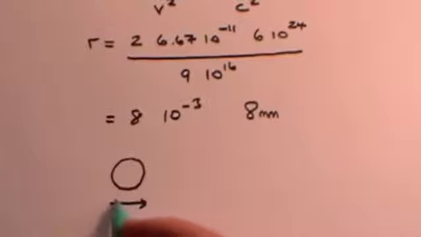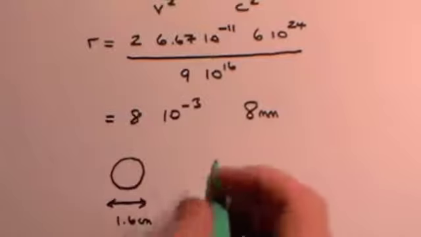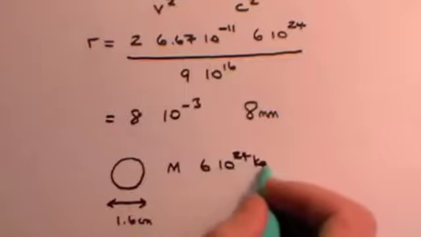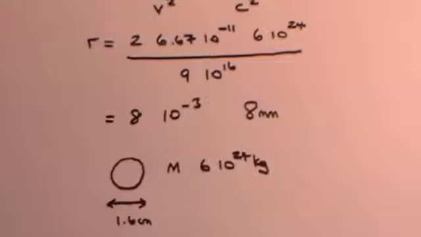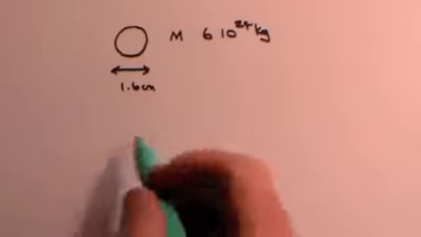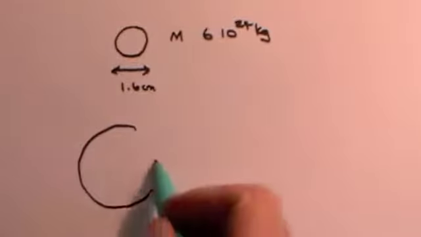Now I want to ask the question, if you could indeed squash the Earth down to a marble whose diameter is 1.6 centimeters, but whose mass is 6 times 10 to the 24 kilograms, in other words, the full mass of the Earth is contained within this marble, would it stay that size? Well, let's think about the ordinary Earth, the Earth before we squash it.